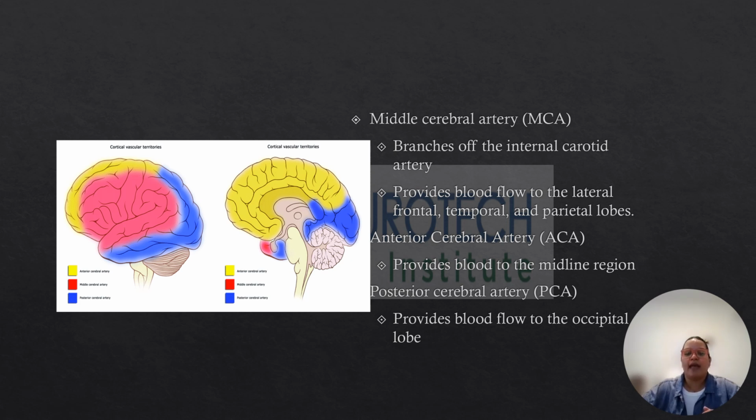But if you go more lateral, then this is the territory for the middle cerebral artery. And then more posterior is the posterior cerebral artery, which basically is going to take care of supplying blood to that occipital region.